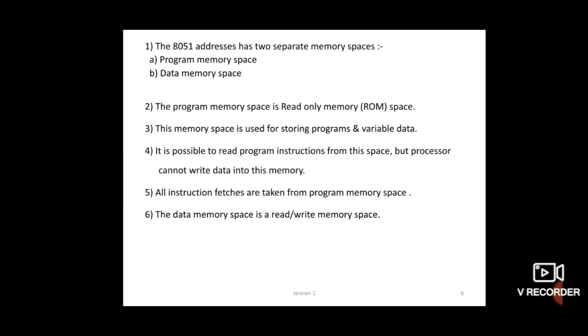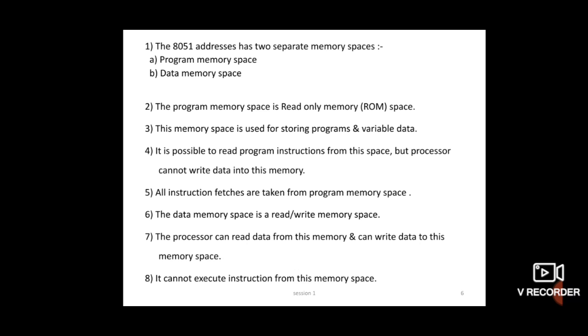The data memory space is read-write memory. Data memory space is also called RAM, and program memory is a ROM. In program memory you can only read the data, you can't write data, but you can read and write data in data memory space. The processor can read data from this memory and write data to this memory space.